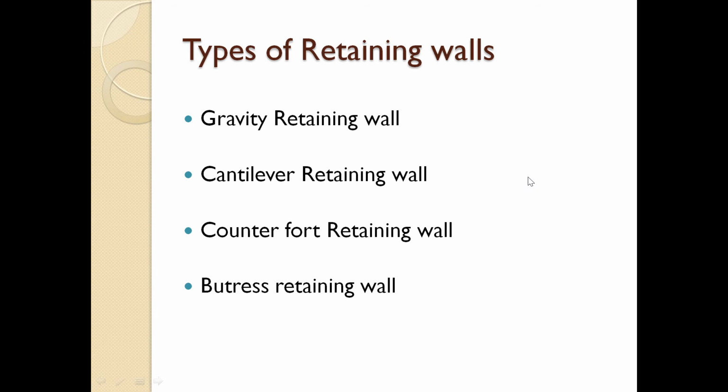The types of retaining walls. Firstly, gravity retaining wall, cantilever retaining wall, counterfort retaining wall, and finally buttress retaining wall. In this video, I am concentrating on cantilever retaining wall and counterfort retaining walls. Why? Because for JNTU students, the cantilever retaining wall and counterfort retaining wall design is incorporated in their syllabus, so I am concentrating on these two retaining walls.